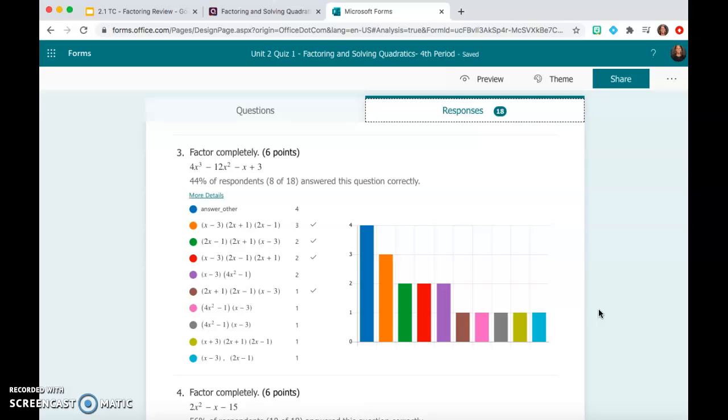Overall, I think the lesson went really well. They enjoyed the task card, working together. The quizzes, again, like I said, I wish I could have done it in class so I could have gone over questions as a whole before they took the formative assessment. But I think it went really well overall.